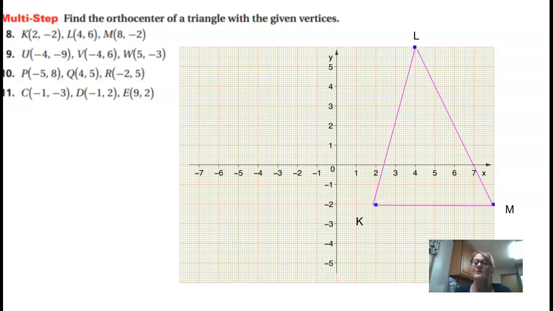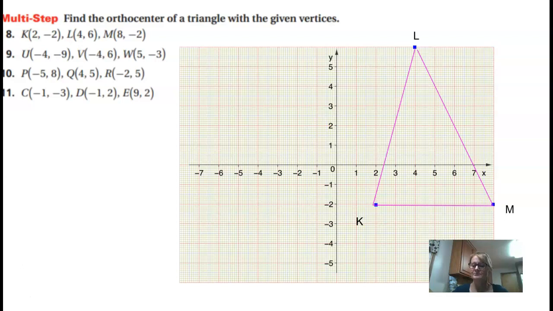So let me ask you first to remember: if you have two lines and they're perpendicular to each other, what do you know about them? What do you know about two perpendicular lines? And yes, they do form right angles. But in terms of algebra, what did we learn about two perpendicular lines?